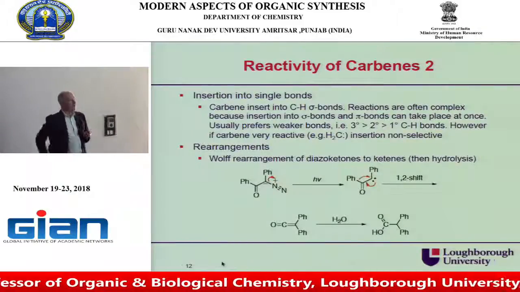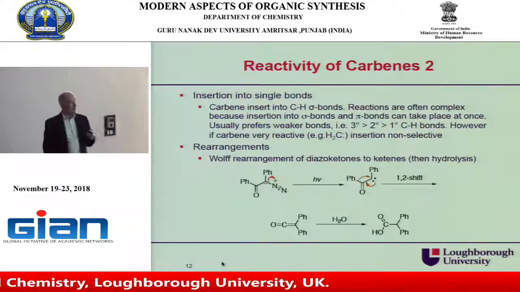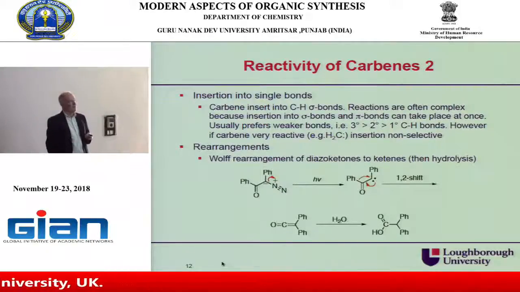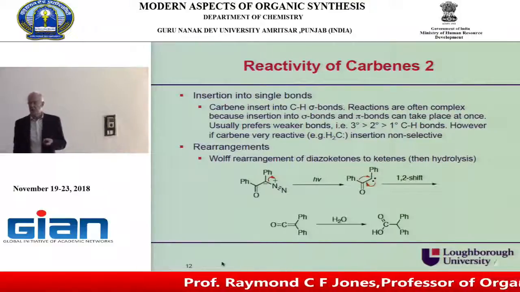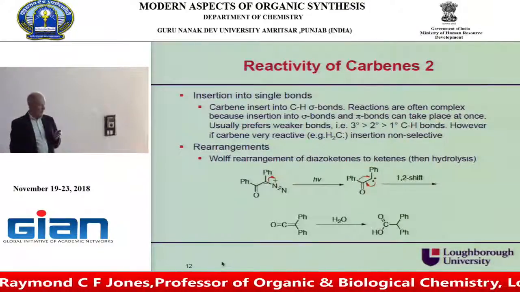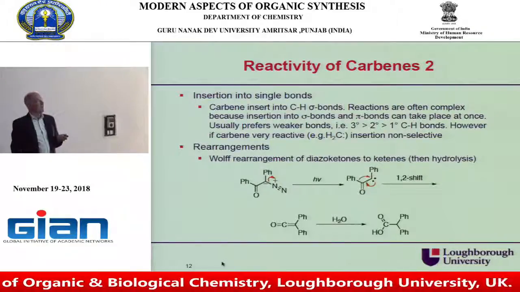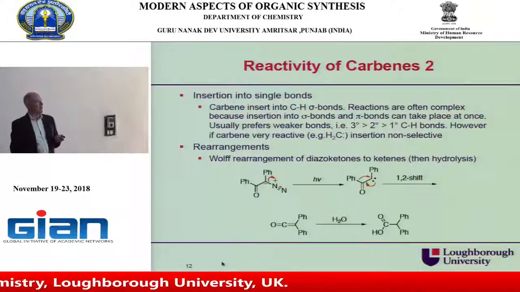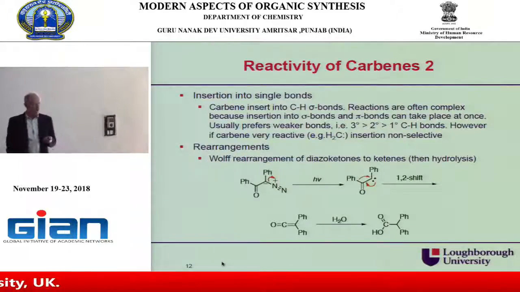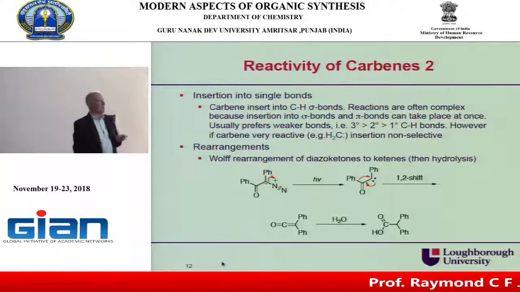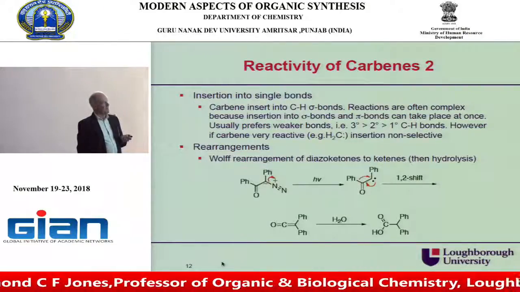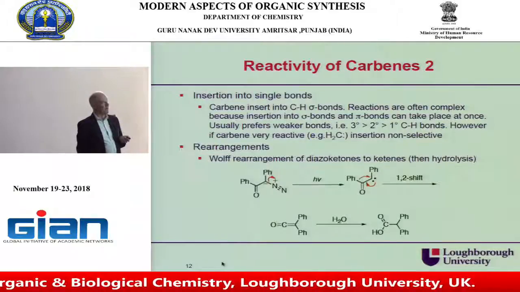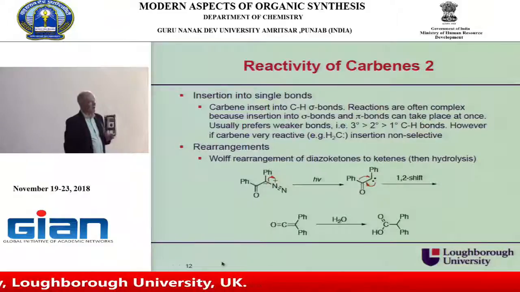Another thing that carbenes do is they can insert into single bonds. They can insert between the C and the H of sigma bonds. The problem with that is you can't always predict which CH bonds are going to react. Reactions are often complex. Sometimes you can get insertion into sigma and pi bonds at the same time. You can at least have a prediction of what the major product might be if you've got some CHs at tertiary centers. They are weaker CH bonds than secondary or primary bonds. So you may see a predominance of reaction at tertiary CH bonds.